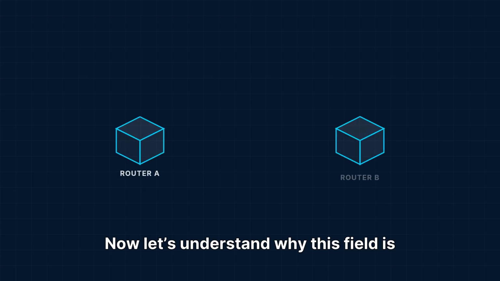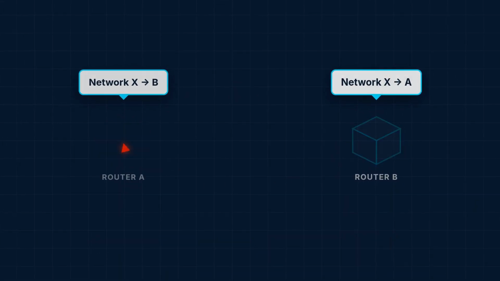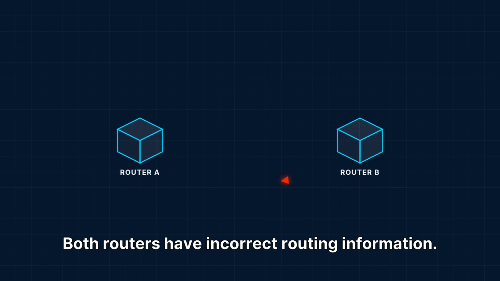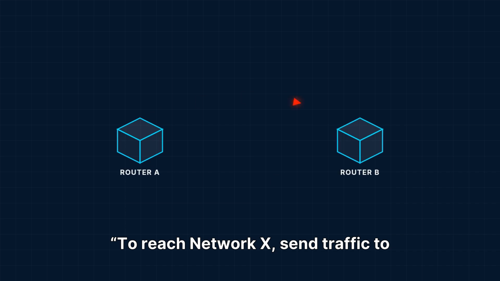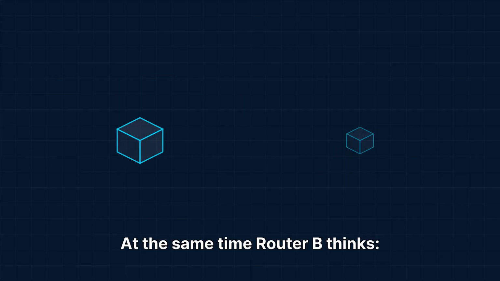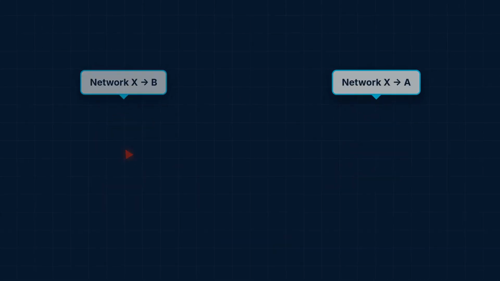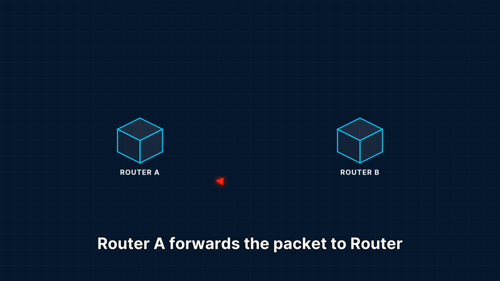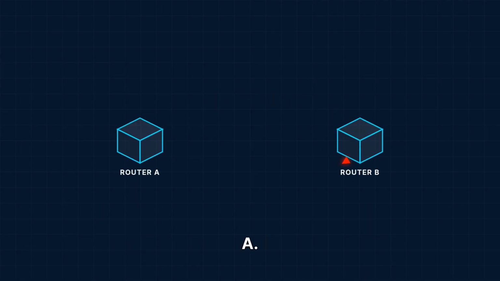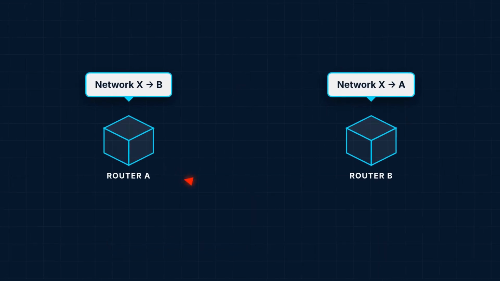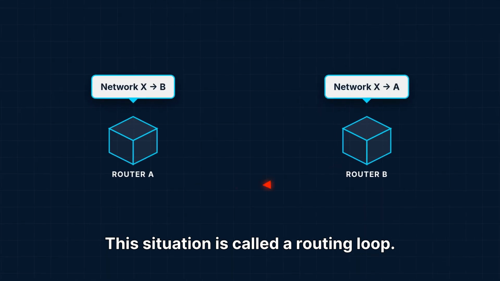Now, let's understand why this field is needed. Imagine two routers, router A and router B. Both routers have incorrect routing information. Router A thinks, to reach network X, send traffic to router B. At the same time, router B thinks, to reach network X, send traffic to router A. Now a packet enters the network. Router A forwards the packet to router B. Router B forwards it back to router A. Router A again forwards it to router B. And this process continues forever. This situation is called a routing loop.